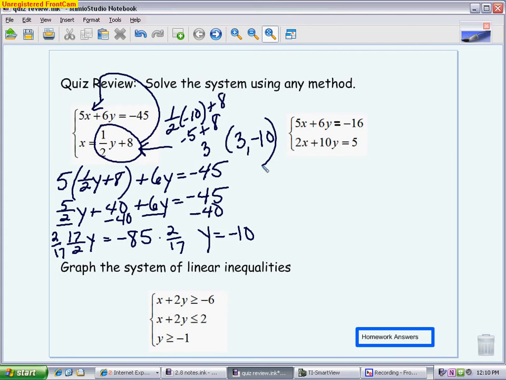There's a couple ways to do this one. I'm going to work with the x's. I'm going to multiply the top line by 2 and the bottom line by negative 5. You might have done negative 2 and positive 5. You might have instead said you want to get rid of the y's. There's a lot of options here. I'm going to rewrite my new lines.